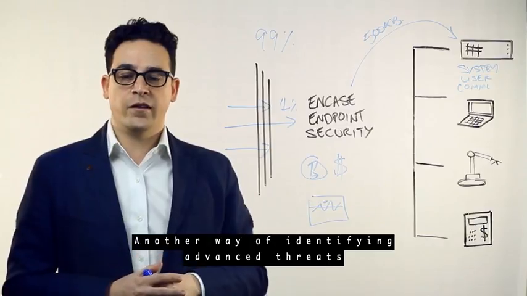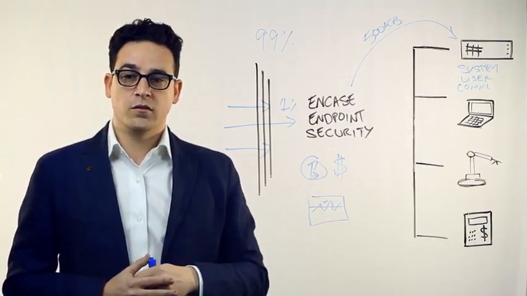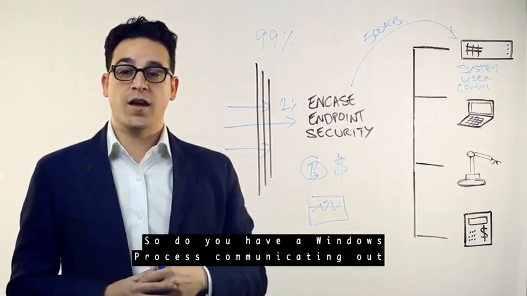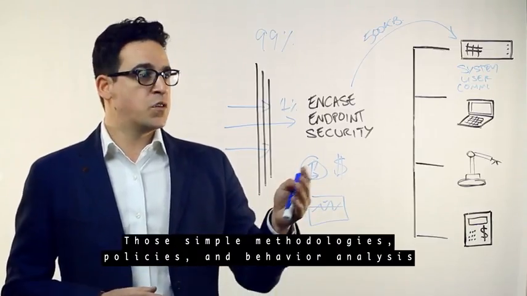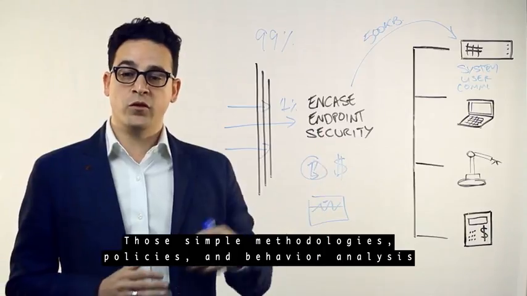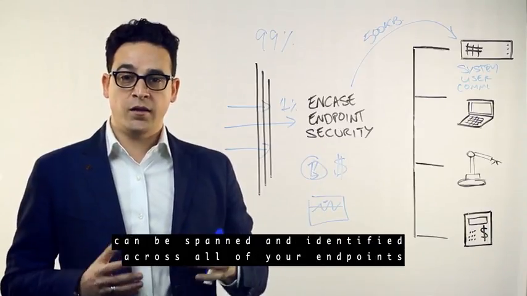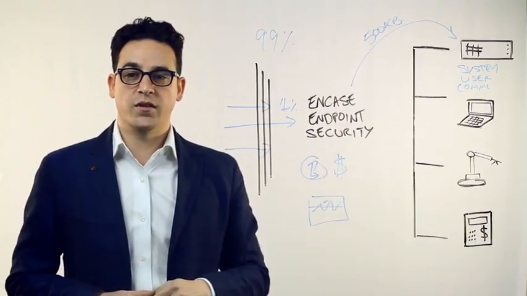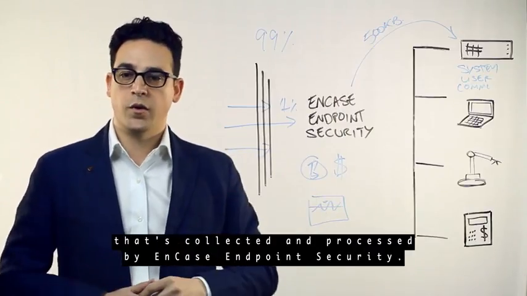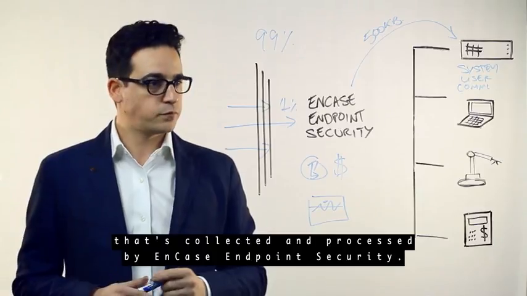Another way of identifying advanced threats would be communications. So do you have a Windows process communicating out to the unknown world when it shouldn't be? Those simple methodologies, policies, and behavioral analysis can be spanned and identified across all of your endpoints using that single 500 kilobytes worth of data that's collected and processed by EnCase Endpoint Security.